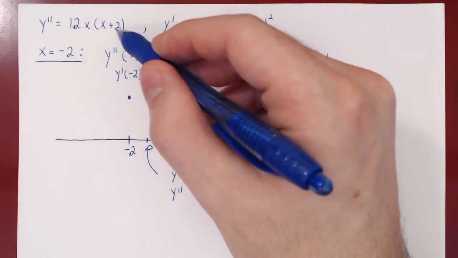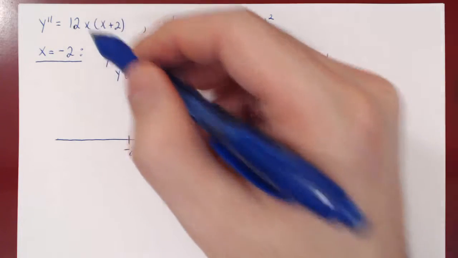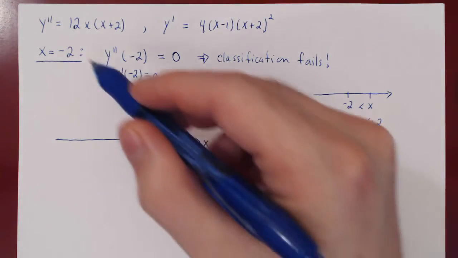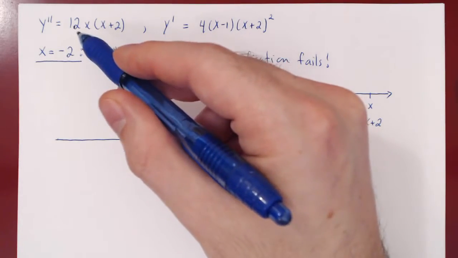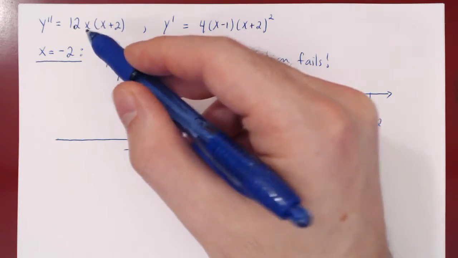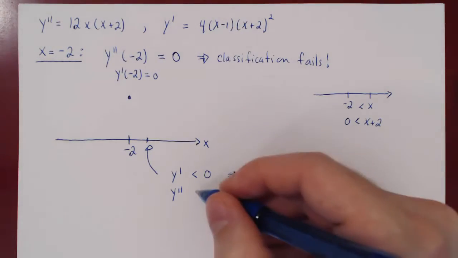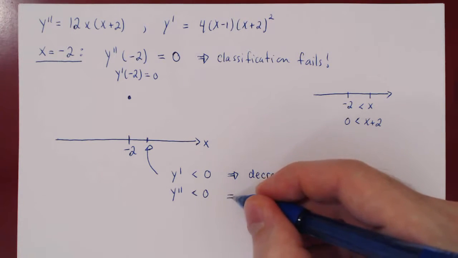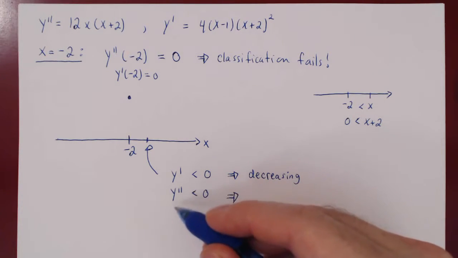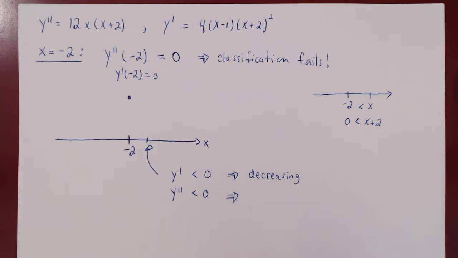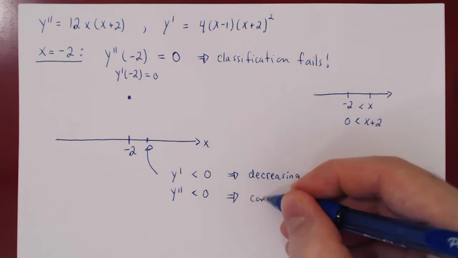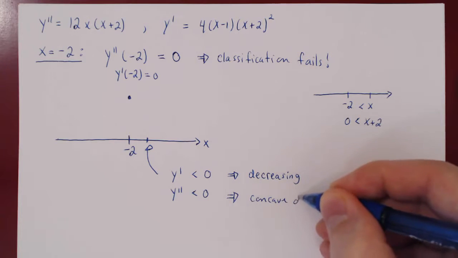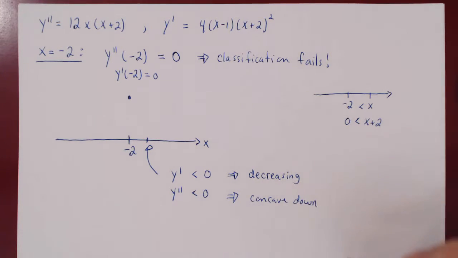So this is positive. This is positive, but x itself is really close to negative 2. Therefore, x is negative. So you have a positive times a negative times a positive. The result is also negative. So to the right of negative 2, the second derivative is negative. Therefore, the curve is concave down. And now think of it. This tells the whole story.